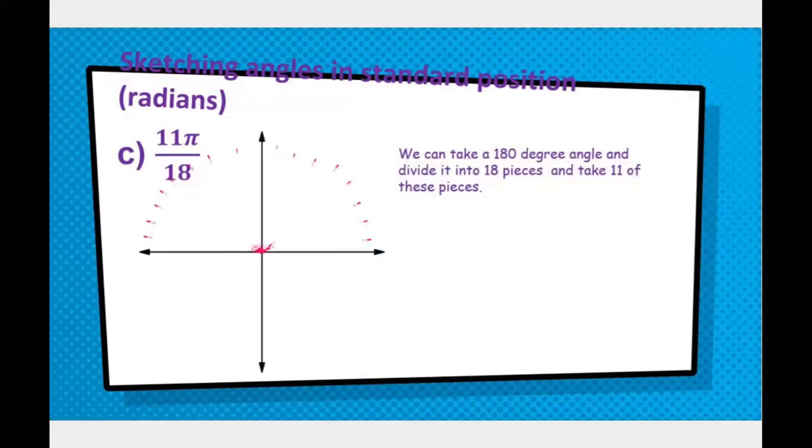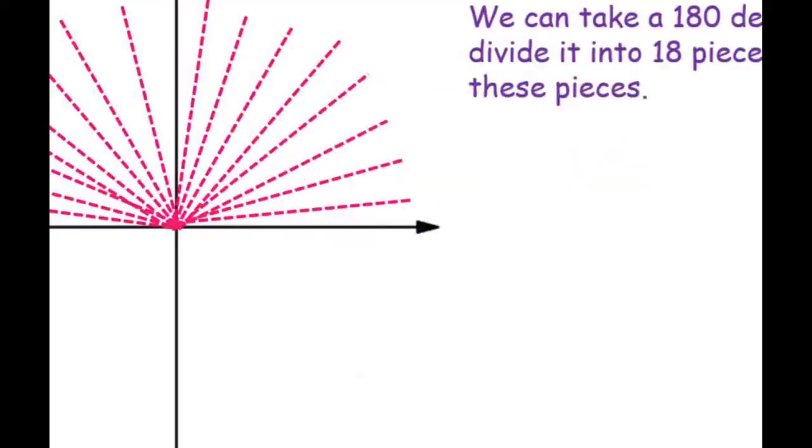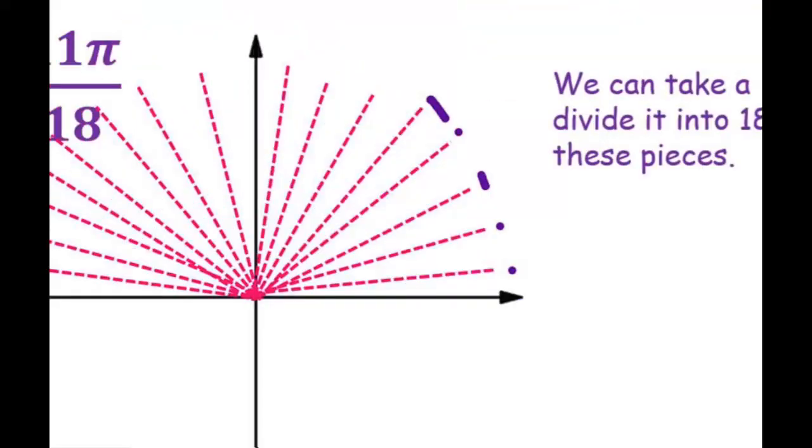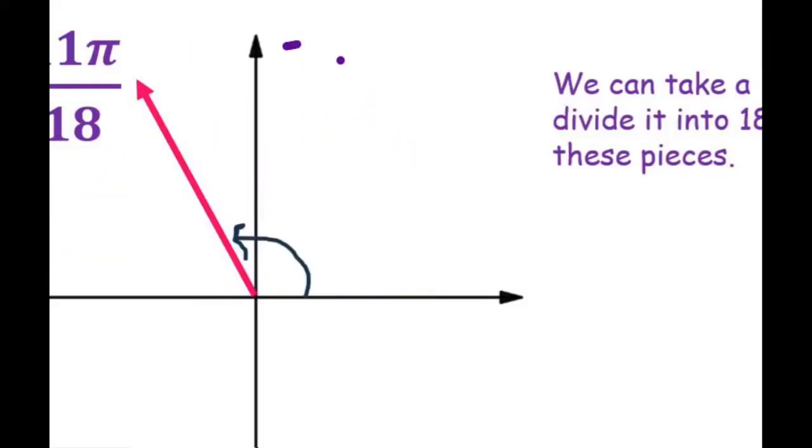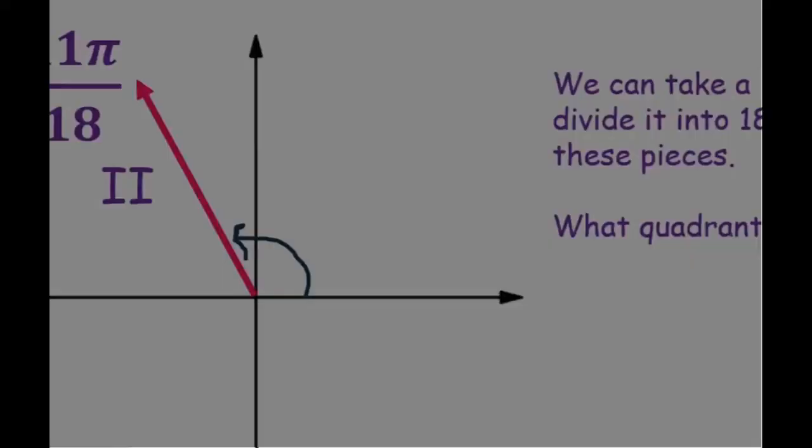11 pi over 18, this will take a little while to draw out, but I'm going to do 18 different markings between 0 and 180 degrees, and I want 11 of those. So just count up 11 of those lines, like so. This would be 1, 2, 3, 4, 5, 6, 7, 8, 9, 10, 11. That's the one I want right there. And that's in quadrant 2.